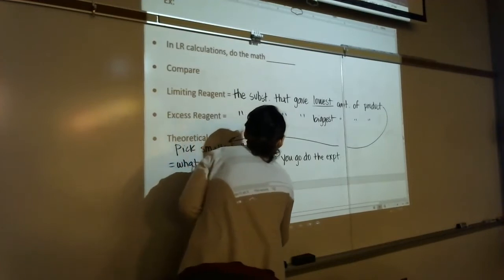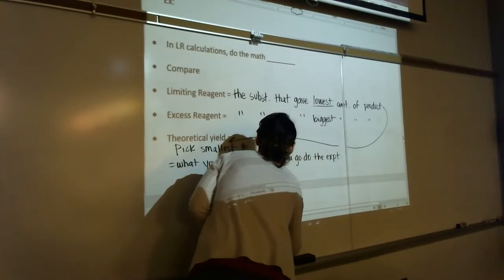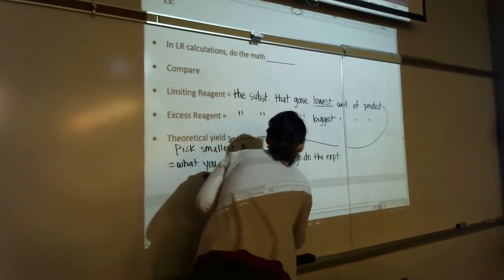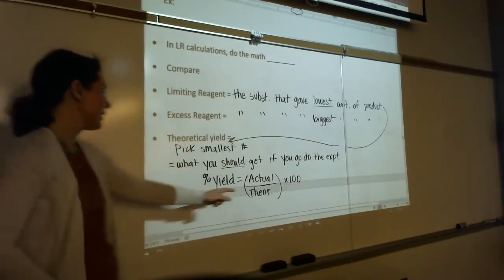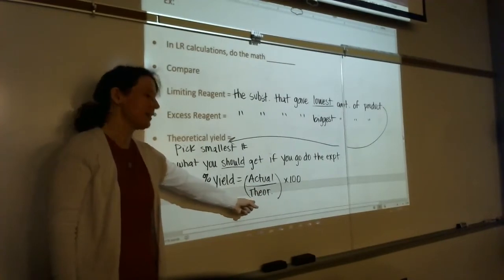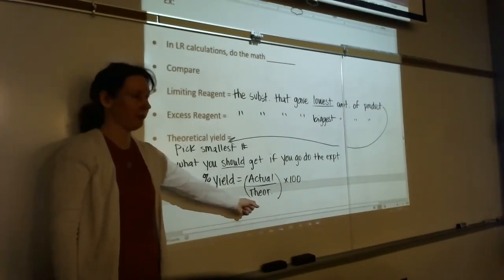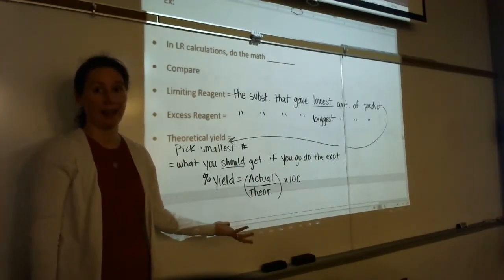And so one of the things that we do is we calculate percent yield, which is measured as actual over theoretical times 100. So this is the amount that you get when you actually go in the lab and do it. This is how much you were supposed to get, right? And then this is a measure of how good you are as a scientist.